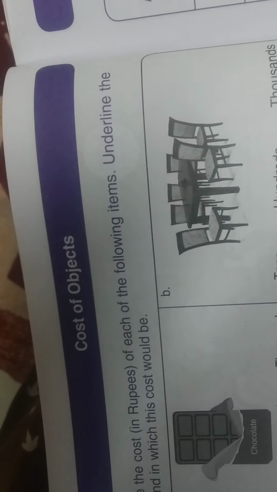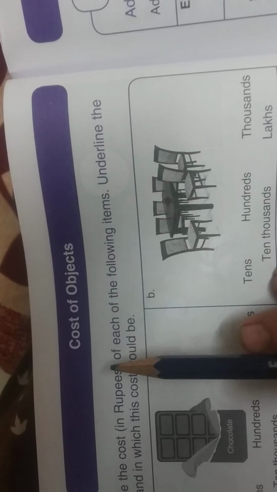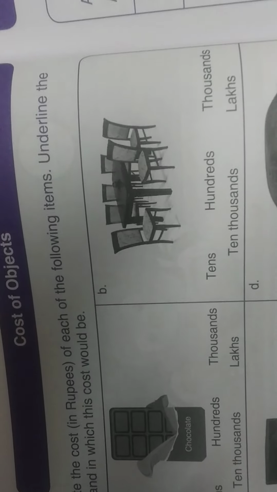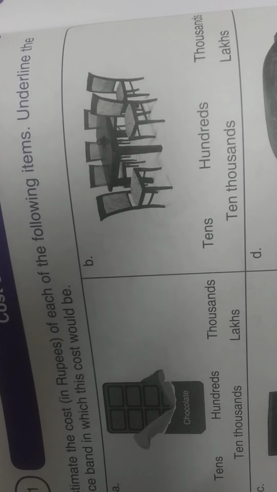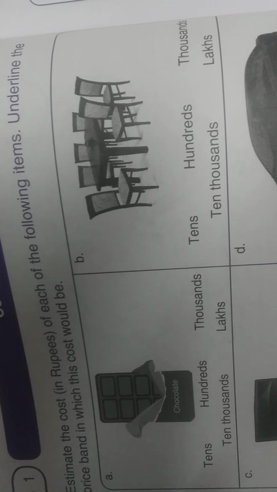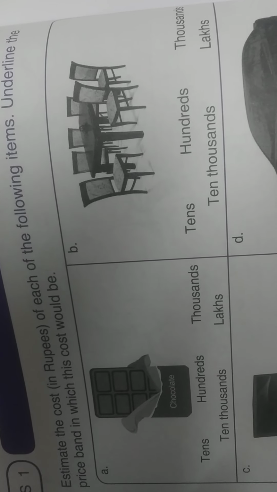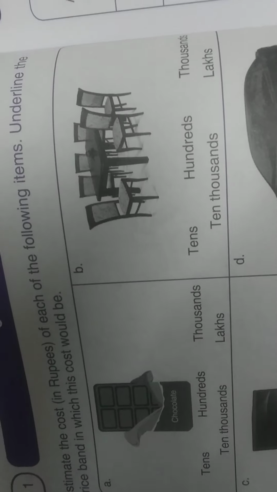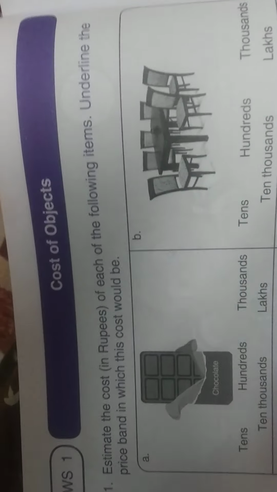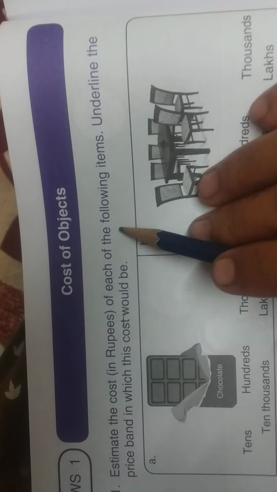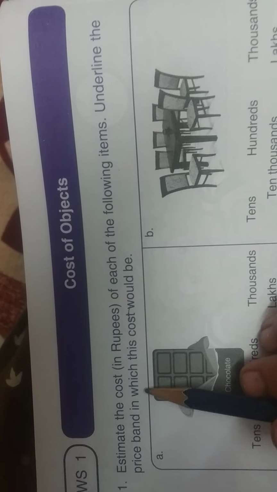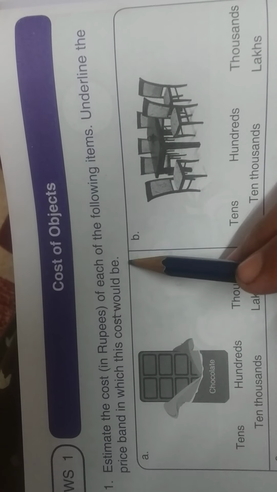Okay students, now we'll start worksheet number 1. In this worksheet, the cost of the object is there. In that, estimate the cost in rupees of each of the following items. Underline the price band in which its cost would be.